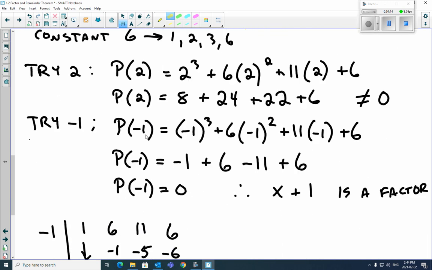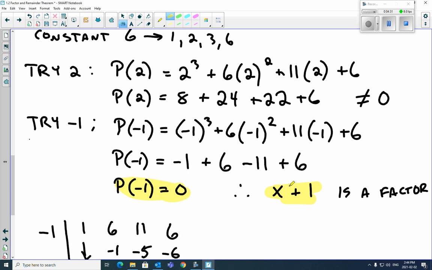Okay, let's try negative 1. So we plug negative 1 in. Where we see an x, plug in negative 1. We do all the math. Oh, look, we end up with a remainder of 0. So we know, therefore, that x plus 1 is a factor. Remember, because we tried negative 1, so there's our binomial.